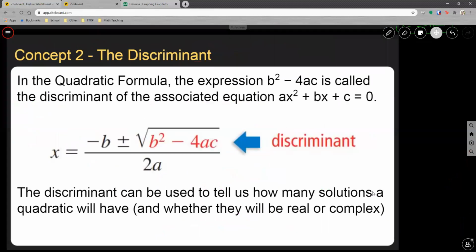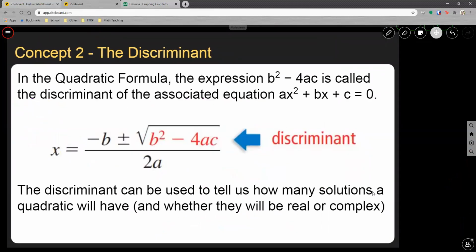All right, so concept 2, the discriminant. First off, in the quadratic formula, the expression b squared minus 4ac is called the discriminant of the associated equation ax squared plus bx plus c equals 0. So the discriminant is actually that part inside the square root. And what's nice about this is it can be used to tell us how many solutions a quadratic will have and whether they will be real or complex.